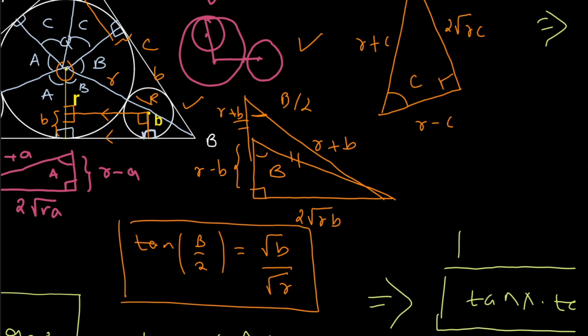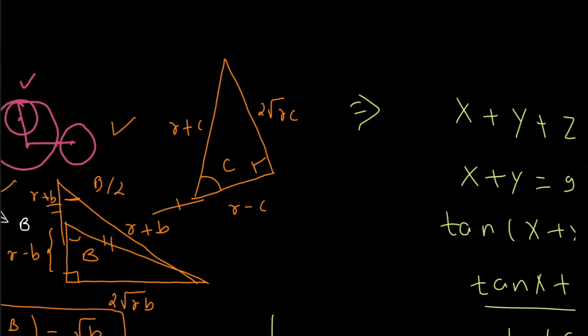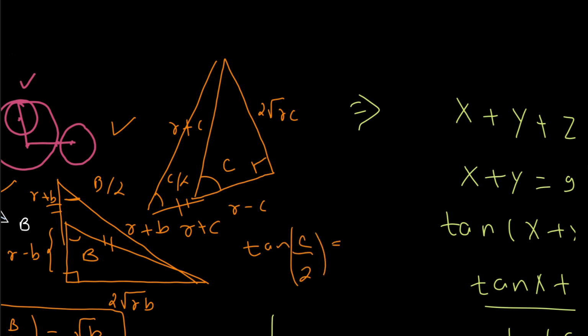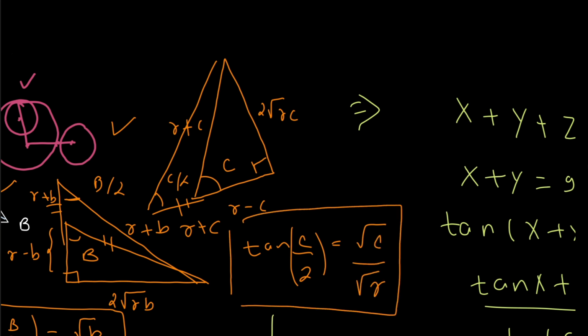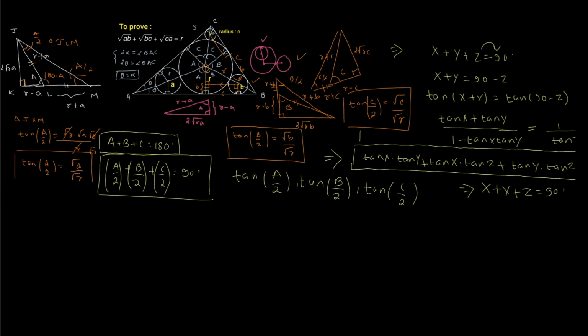And similarly with the third triangle, we will extend the base such that it is equal to the hypotenuse. This length would be again r plus c. This angle forms c upon 2. So over here we will get the value for tangent of c upon 2 as equal to 2 times square root of rc upon 2 times r. With the same previous work, we will get its value as square root of c upon square root of r. So here we have the value for tangent of c upon 2. Okay, so here we have got all the required things. Now we need to just assemble it.